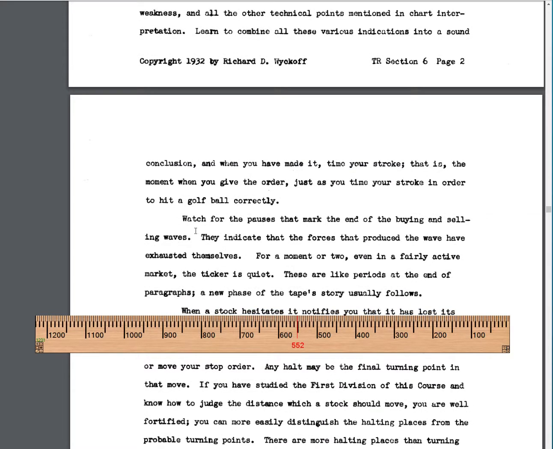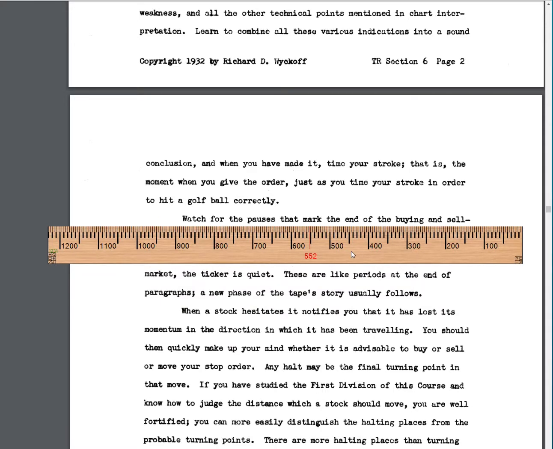So timing. Watch for the pauses at the end of the market buying and selling waves. Here's another point. Everybody knows about the turning point, but there's something called the halting point as well. So he's going to start going into that. This is not easy to do. You really need to look at the time and sales. You need to have time and sales, in my opinion, to do this, because this is really a function of speed, not really just volume. So it's volume as well as speed of orders. So something like this really cannot be done with just a chart, unless your chart is tracking the speed at the end of a wave.